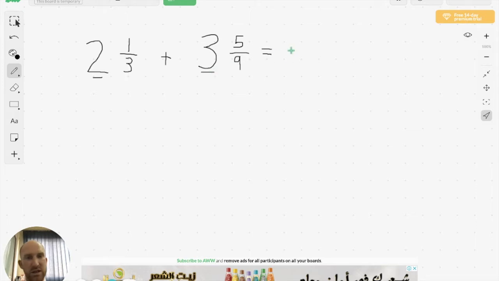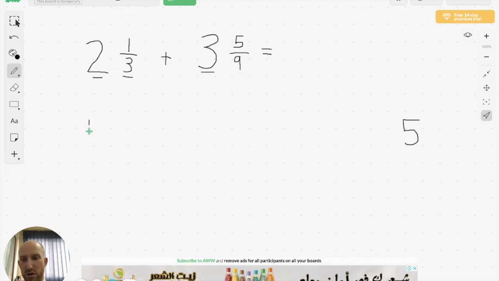So there's 5. I'm not going to put it as the answer just yet, I'm going to leave it at the side. I'm going to leave it at the side because if, when I add the fractions together, it makes more than a whole one, I will need to add it onto this. Okay? So now I need to convert these two fractions.